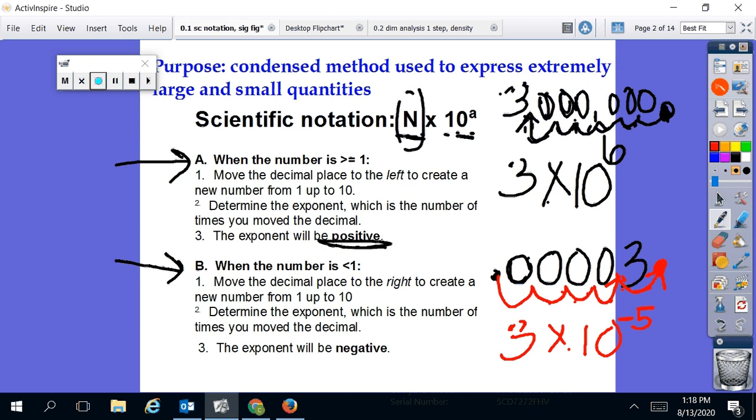So just to reiterate, note that the number is always between 1 and 10, greater than or equal to 1, less than 10. The exponent is positive if it's a number greater than or equal to 1, and it's negative if it's a number less than 1. So let's do some examples together.